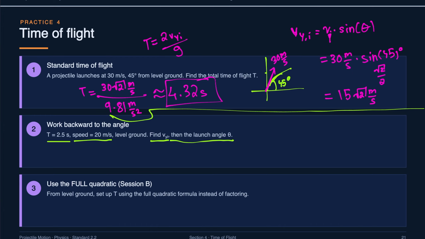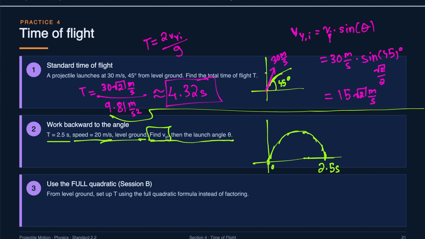Okay. So always draw your graphs with kinematics. It gets very complicated very soon if you don't. I know that this value over here is 2.5 seconds because that's the time of flight, right? That's where the y ends back down. My speed is 20 meters per second from level ground, okay, which I'll show you later what it means. Find vy initial, then the launch angle theta.